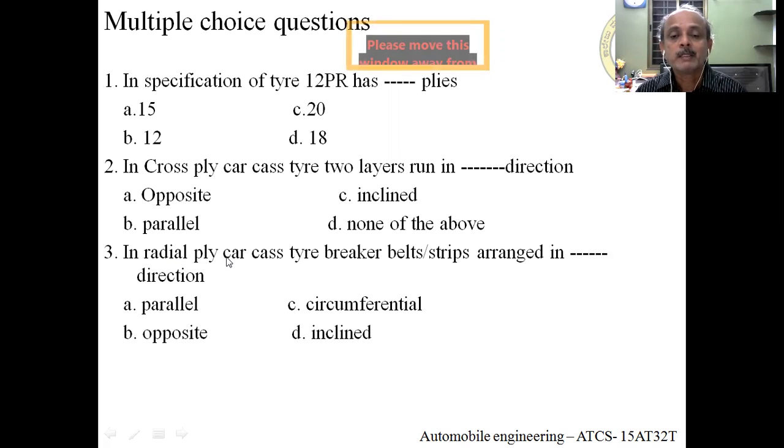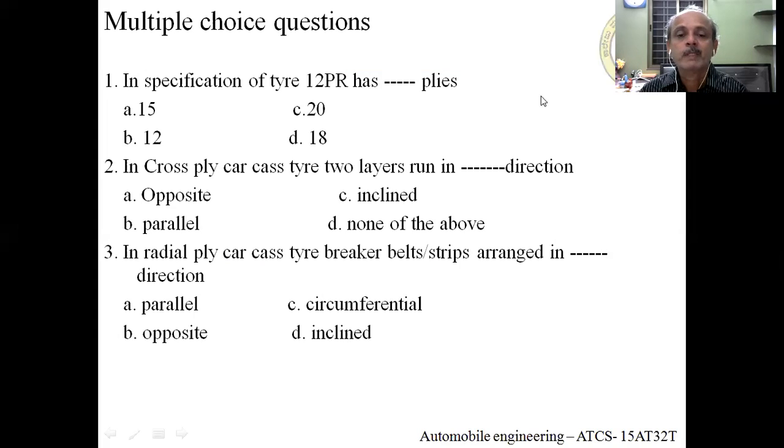So next, the third one. In a radial ply carcass tire, breaker belts or strips are arranged in dash. The options are A parallel, B opposite, C circumferential, D inclined. As we have studied already, the answer is circumferential. In the radial ply carcass tire, breaker belts or strips are arranged in a circumferential direction. That is the correct answer.